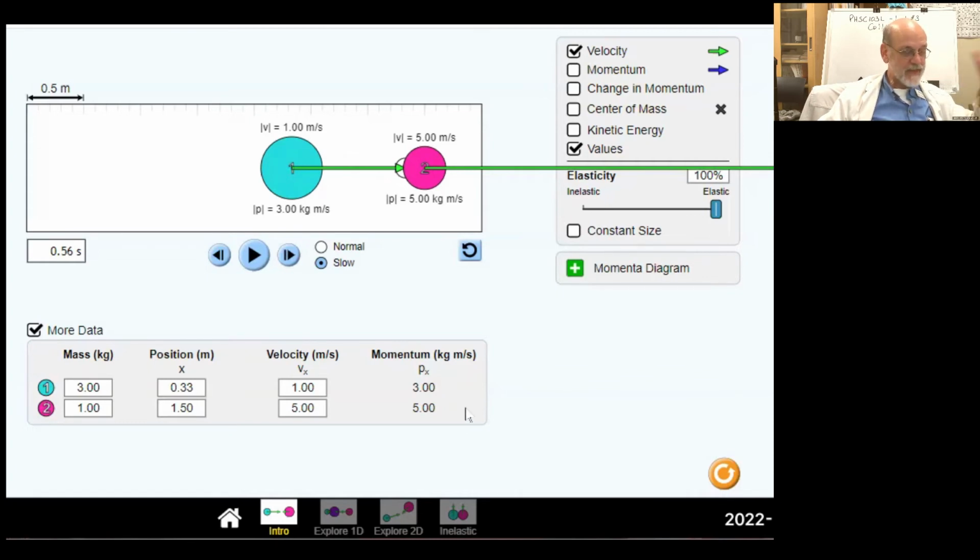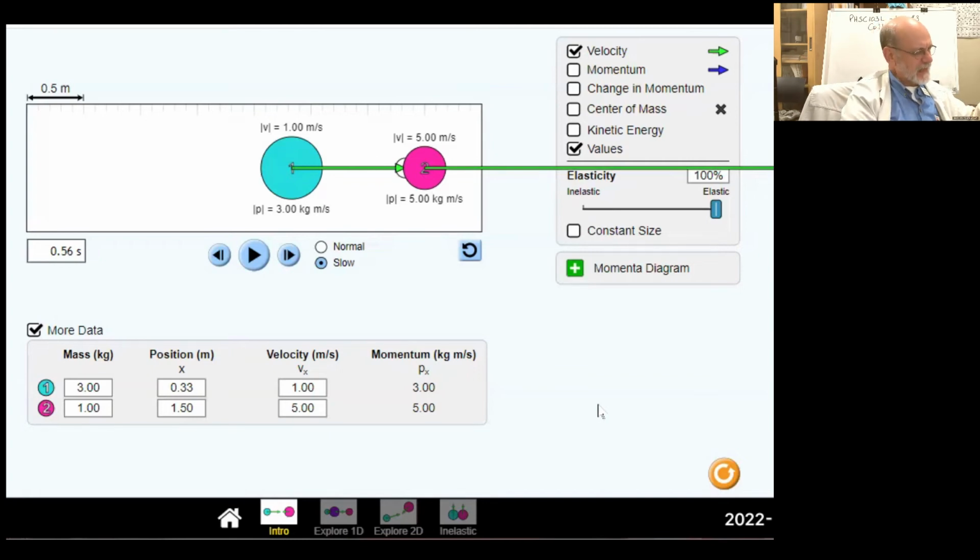That's the first table, which is totally elastic collisions. Now, for a bunch of questions after that you can answer.